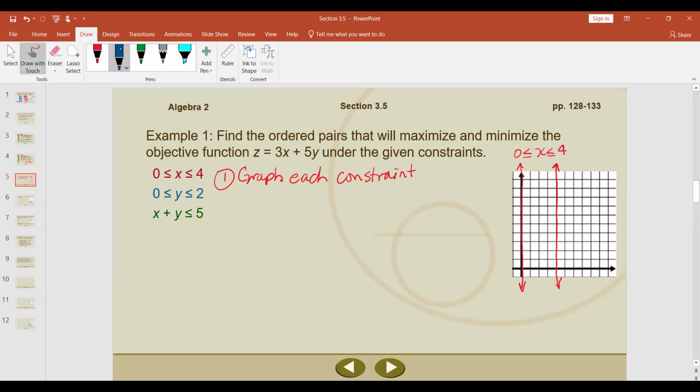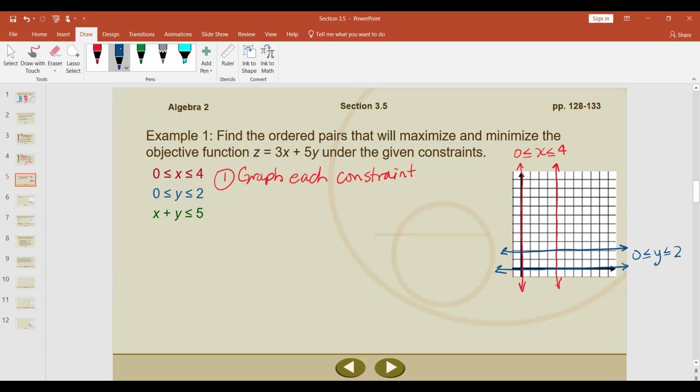Second one, change to blue. y is greater than or equal to 0, but less than or equal to 2. So that gives me this one here. The area in between those is its solution.